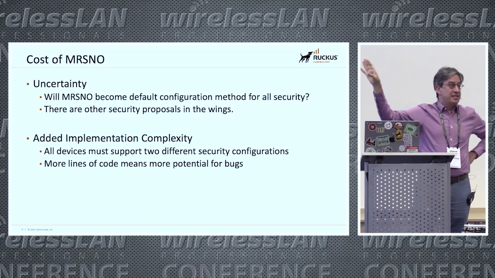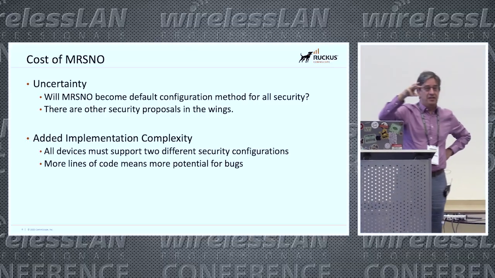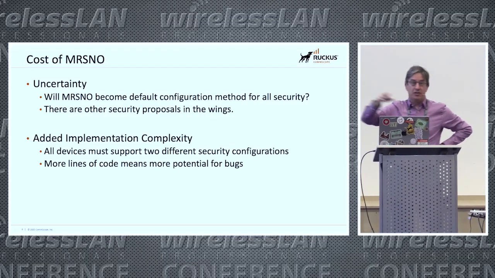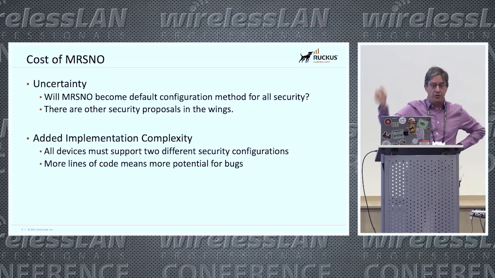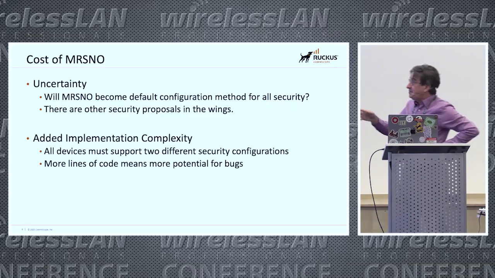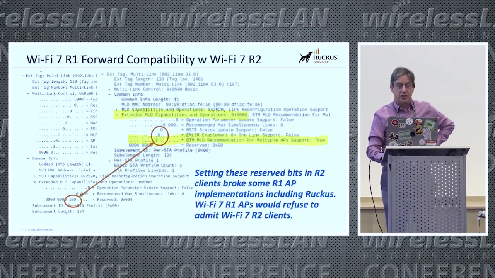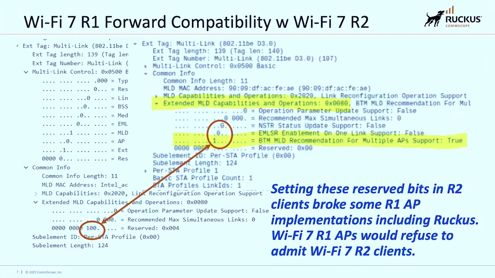The other piece of this is implementation complexity, right? Now, implementation code, there are 2 code paths. There's extra code that has to go through. Extra code means more potential for bugs, right? So that's the security piece, right? I'm going to dive into this Wi-Fi 7 R1, R2 forward compatibility issue.